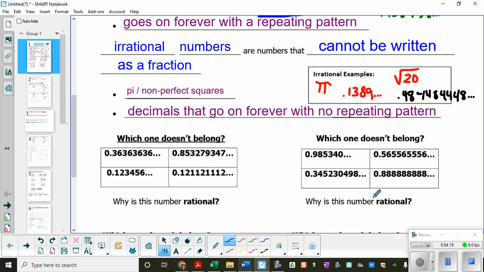We're going to practice that with the decimals, because I feel like with the decimals, that's usually right at the beginning of the unit where some students kind of struggle between rational and irrational.